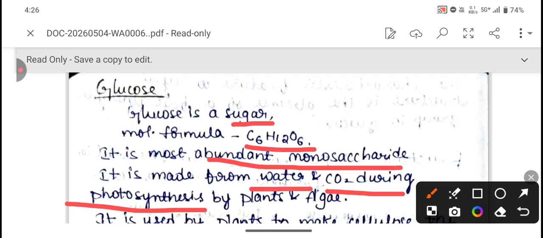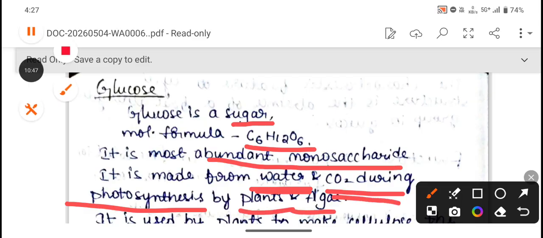During photosynthesis the carbon dioxide is actually reduced to form carbohydrates, and the carbohydrates are stored in the plant body in the form of starch, right? So starch is a form of carbohydrate. That's why the statement says these are made from water and CO2 during photosynthesis by plants and algae.